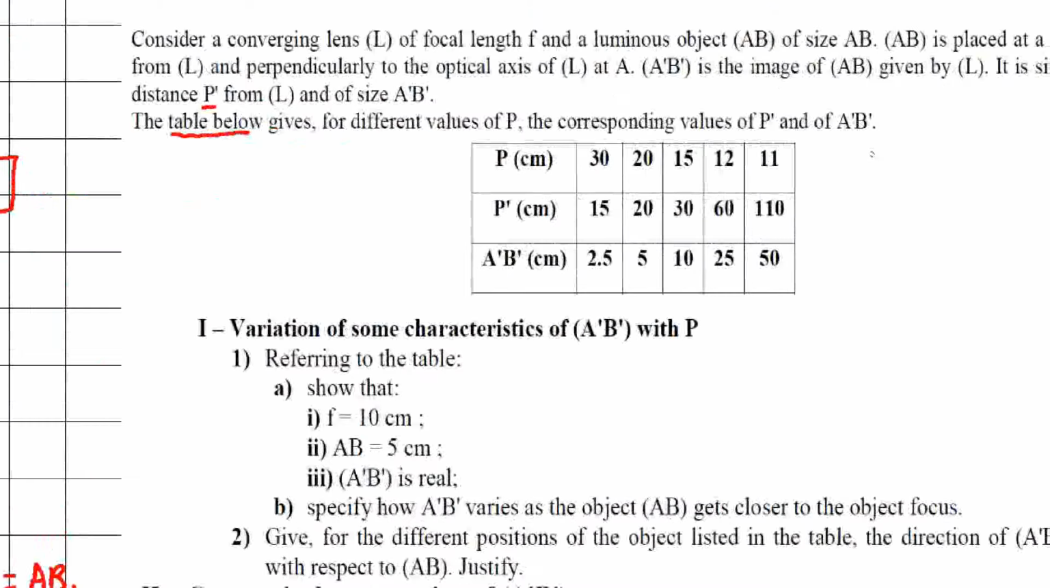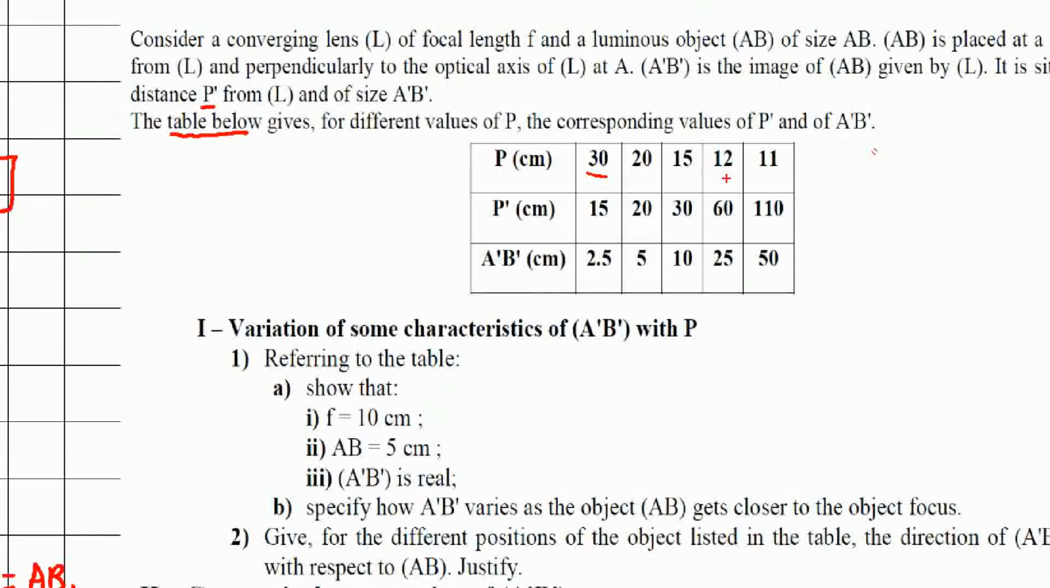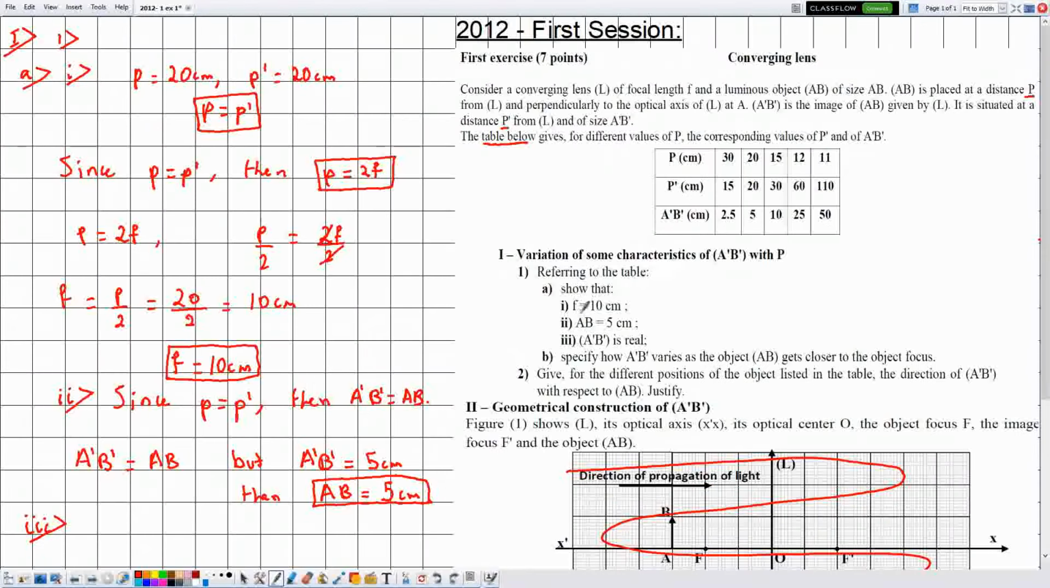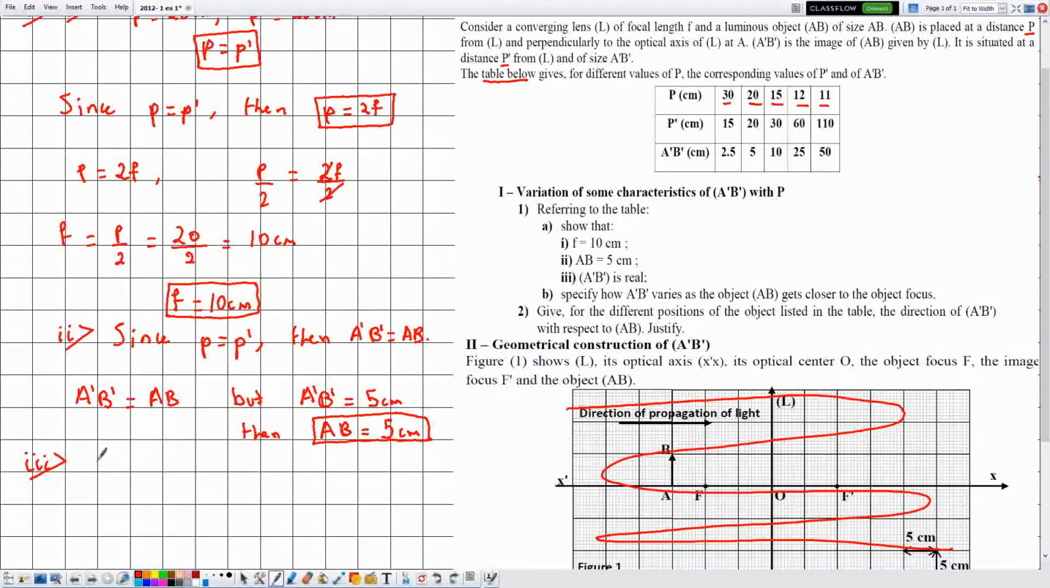Notice that all values of P, equal to 30, 20, 15, 12, and 11, are greater than the focal length, which is f equal to 10 centimeter. Okay, in part 1, in idea number 1, we have proved that f is equal to 10 centimeter, and notice that all of these values are greater than 10, which means that the object AB is placed in front of the object focus. And the lens L that we are using here is a converging lens.